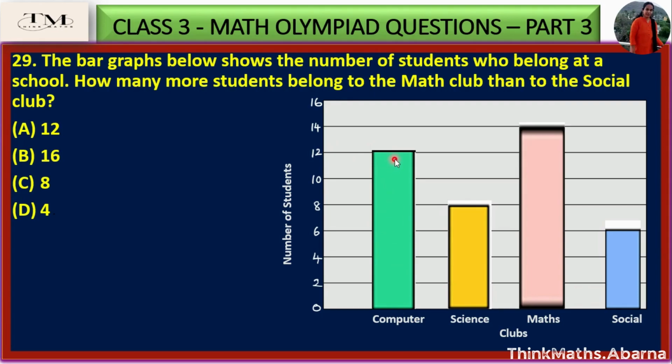Here at the end, it belongs to 12. This is computer club. In computer club, how many students are there? 12. In science club, there are 8 students. In maths club, there are 14 students. In social club, there are 6 students. So what is the question? How many more students belong to the math club than to the social club?